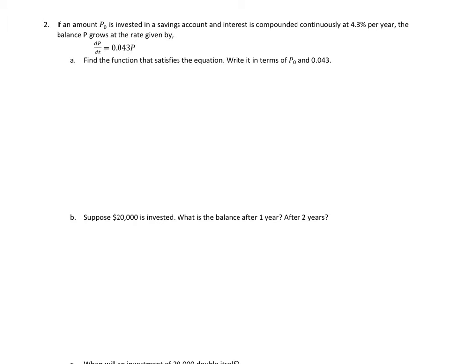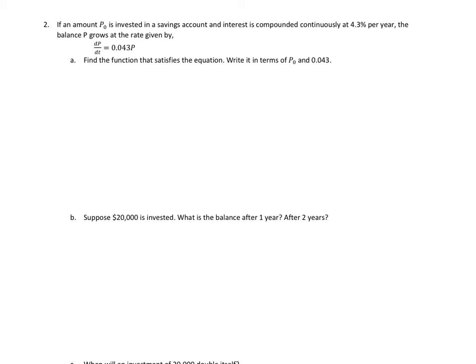In this example, if an amount P sub 0 is invested in a savings account and interest is compounded continuously at 4.3% per year, the balance P grows at a rate given by the derivative of P with respect to t, equal to 0.043 times P. For part A, we want to find the function that satisfies the equation. Write it in terms of P sub 0 and 0.043.